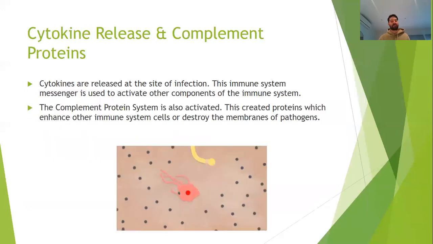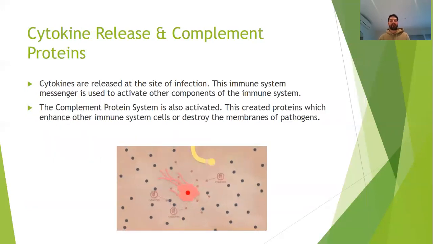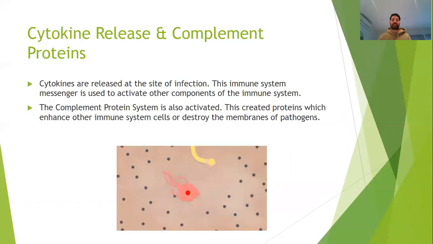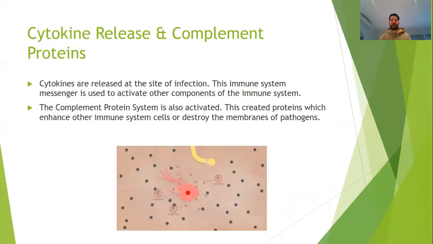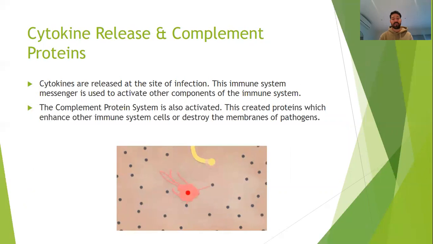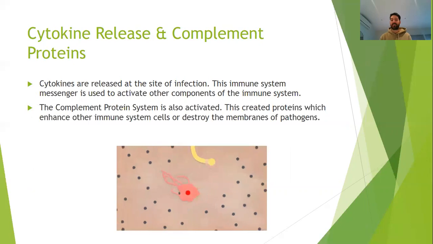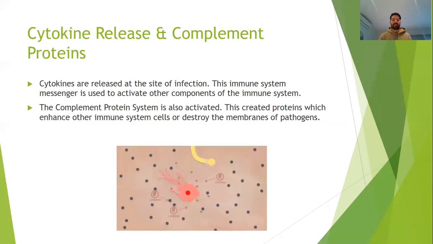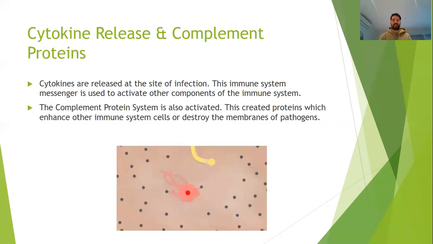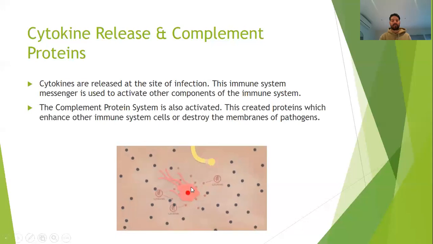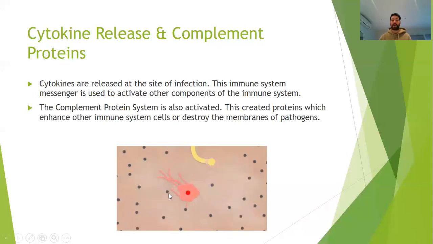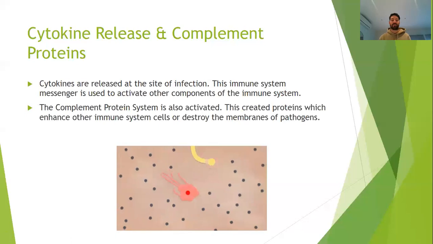The third one is just cytokine release. So at the site of infection, the immune system cells start to activate other cells and further components by releasing cytokines. And we know they're just our immune system messengers. And then we have the complement protein system. So they're just proteins that start to help our immune system cells out. They can actually destroy the membranes of certain pathogens as well. You can see in this diagram here might be a site of infection at a cut site, and this looks to be a dendritic cell just releasing cytokines out, and that would attract other cells to the area as well.